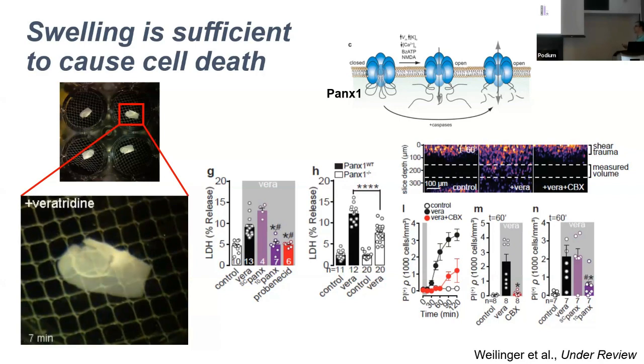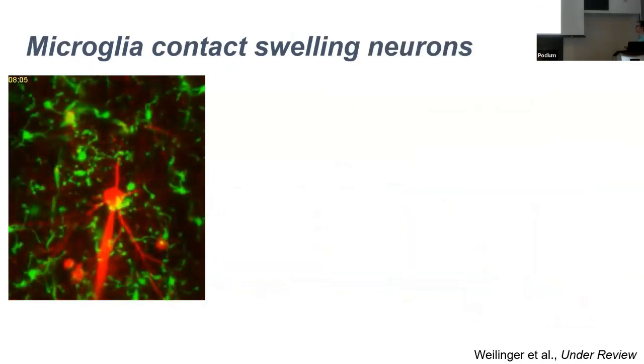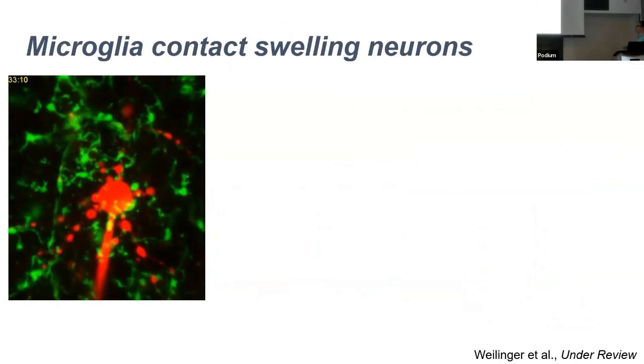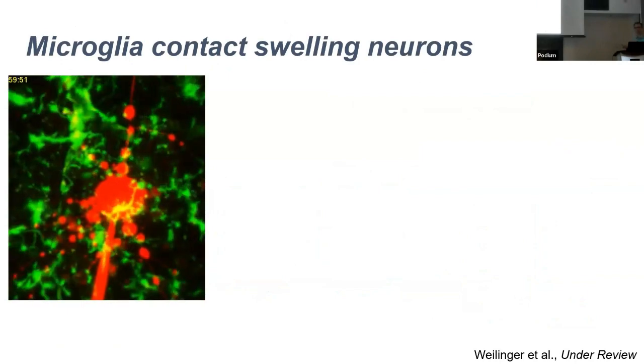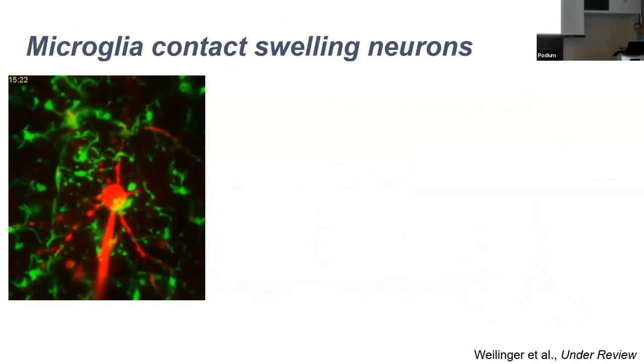We can also image neurons loaded with propidium iodide to label cell death. And when we inhibit pannexins again with carbenoxolone, which is a widely used blocker, we can also block cell death in this model. And so pannexin is known to cause cell death, but it's also an ATP release channel.